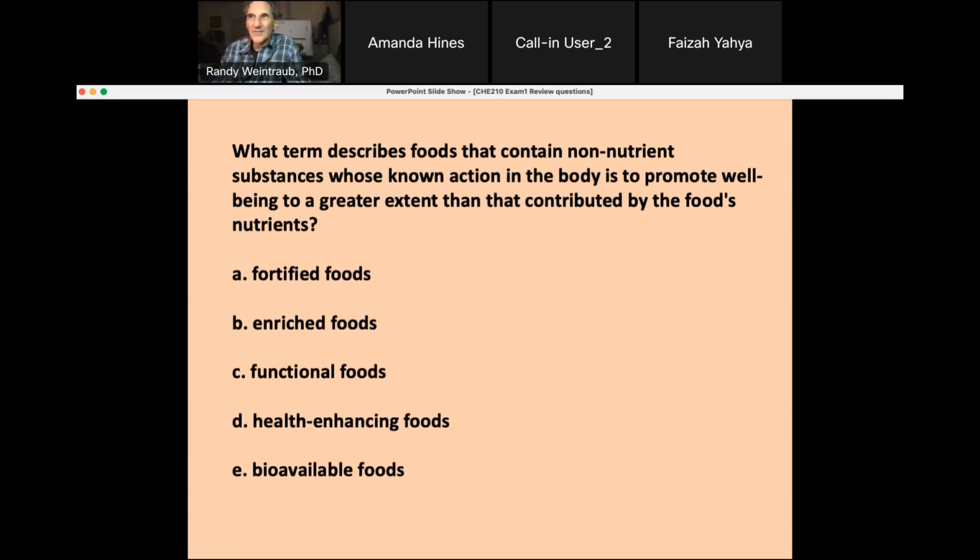What term describes foods that contain non-nutrient substances whose known action in the body is to promote good well-being, to a greater extent than contributed by the food's nutrients? Okay, so it's functional. This might be added fiber.